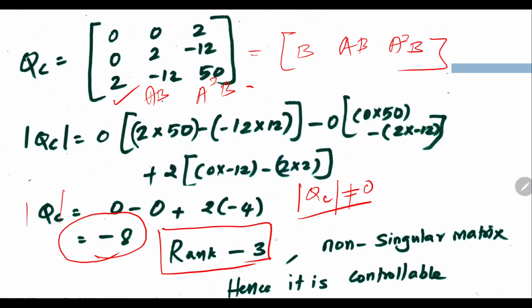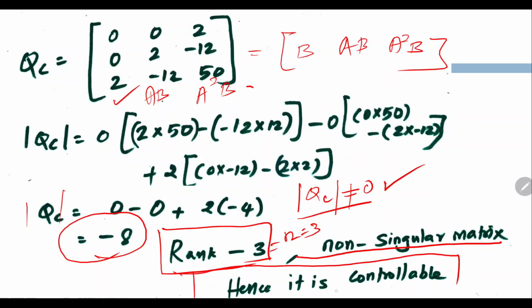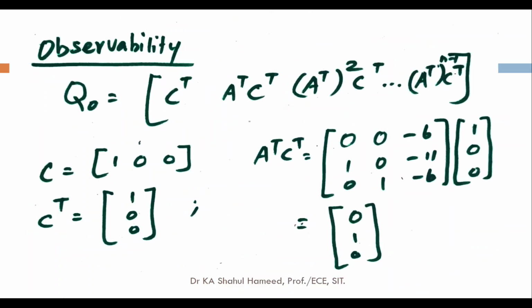So this rank is equal to the order of the system, or number of state variables n, which is equal to 3. Hence we can say that this is a non-singular matrix. So if the determinant is not equal to 0, we can conclude that the given system is completely controllable. Similarly, we have to check for observability.